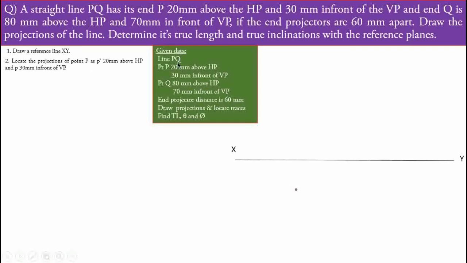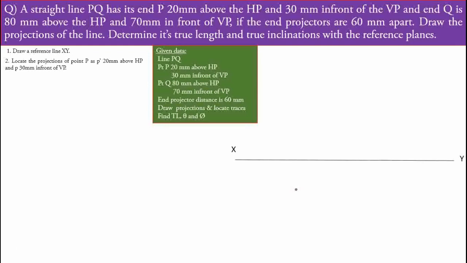The point P location is given above the HP and in front of VP. We represent the projections as P dash, 20 mm above HP, that is the front view, and p, 30 mm in front of VP, that is the top view. Front view locations have a dash and top view locations are without dash. You have to remember that. Always the front view is represented with dash nomenclature and the top view without dash, with a small alphabet.